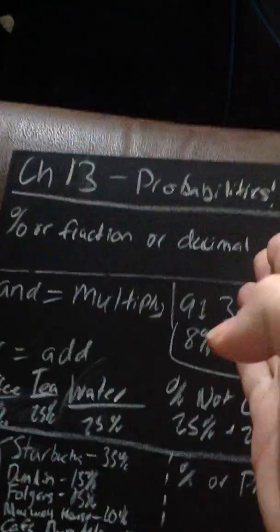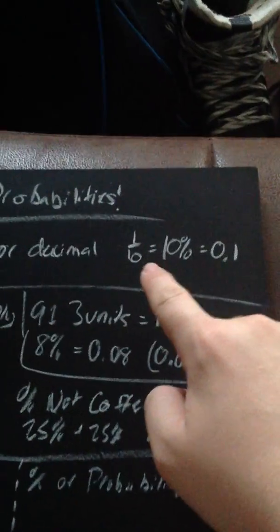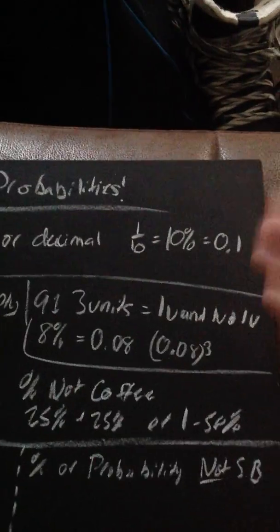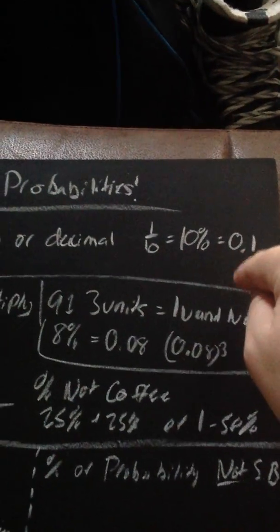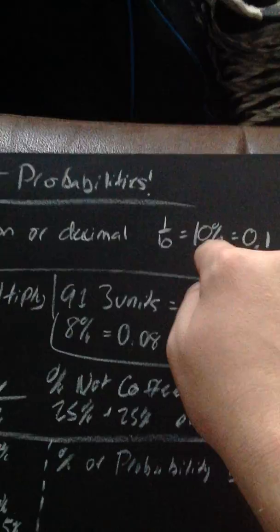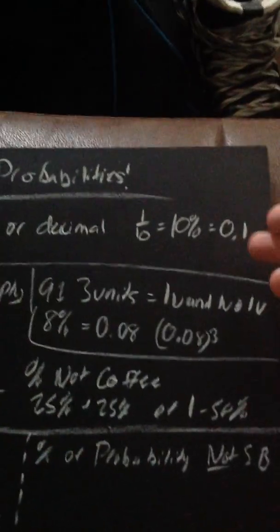So this is quite simply saying that a percent probability could be either displayed as a percent, a fraction, or a decimal. All the same thing. Just like this, 1/10 equals 10%, which also equals 0.1. So when you see decimals, it's pretty much the same thing as a percentage or a fraction. It's just put like this.